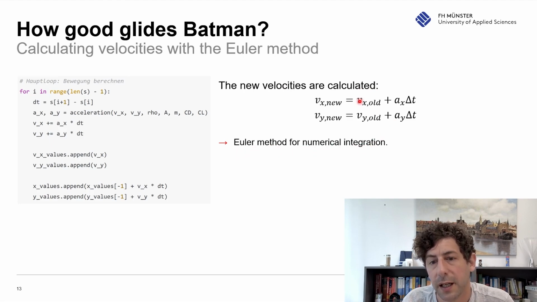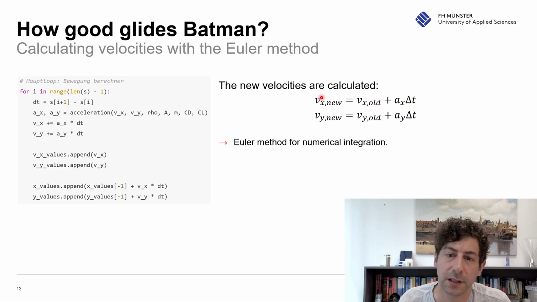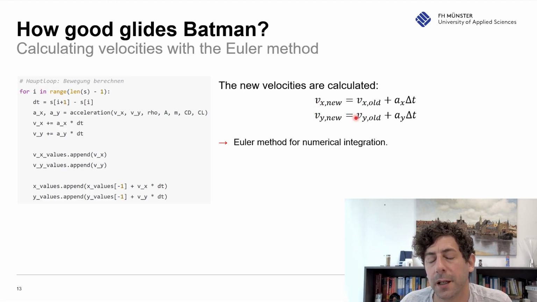Because if you integrate the acceleration, you get the velocity, right? So we have the old velocity plus the acceleration multiplied by the time interval, which is a numerical integration. So this is a velocity, so we can multiply it with this velocity, and this will give the new velocity. So we will have an increase in velocity at the beginning, and the same we do for the y direction. This is called the Euler method of integration, and this is what you see here.